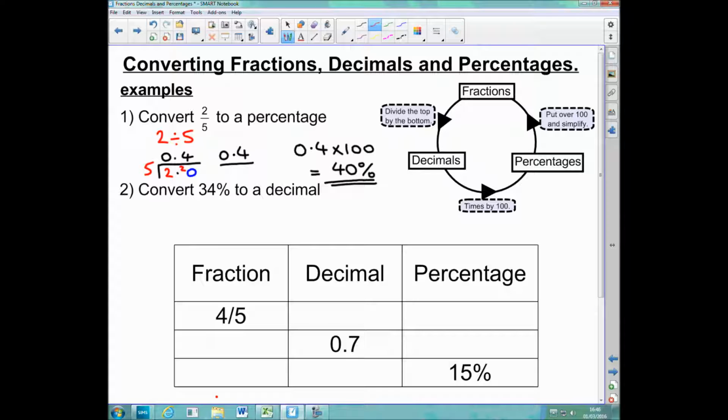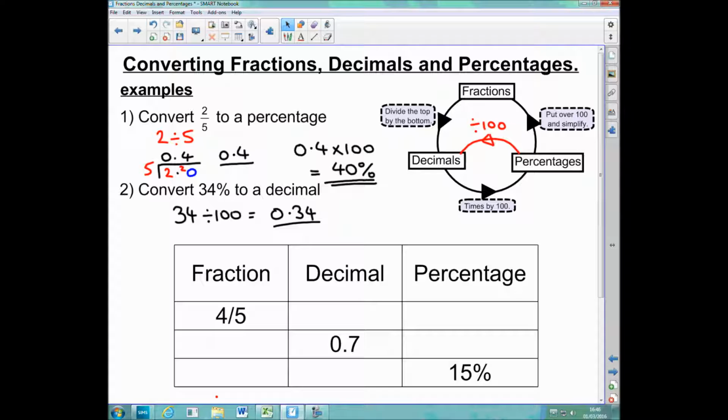Okay, so if I want to change a decimal to a percentage, it is times by 100. If I want to change it back, I'm going to do the opposite, the inverse, and that's going to be to divide by 100, which I think is a lot easier than first simplifying a fraction and then dividing the top and the bottom using the bus stop method. Okay, I think it's much easier than that. So, converting 34% to a decimal, we're going to do 34 divided by 100, and that gives us an answer of 0.34.